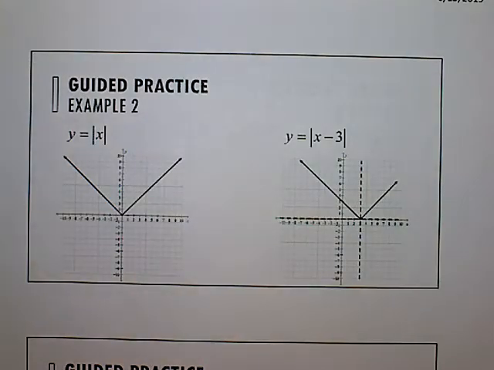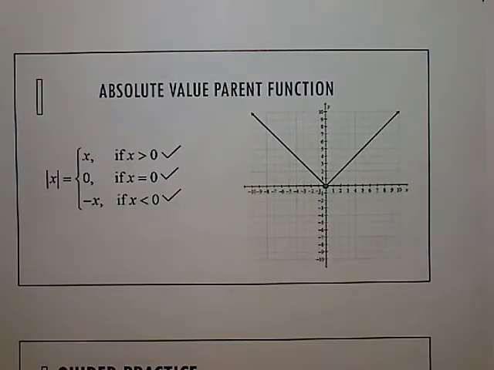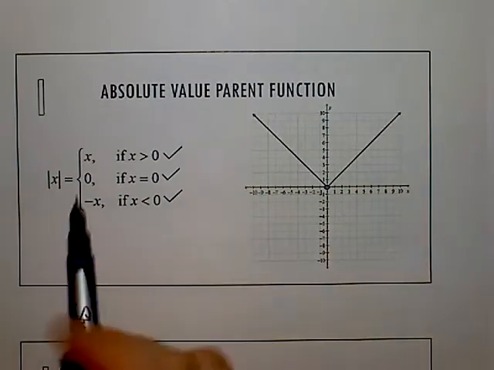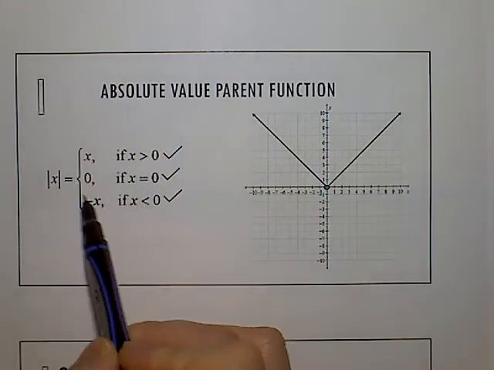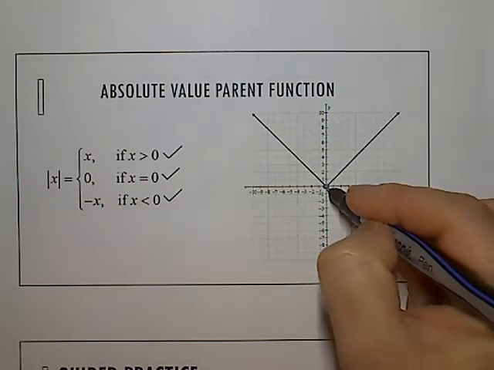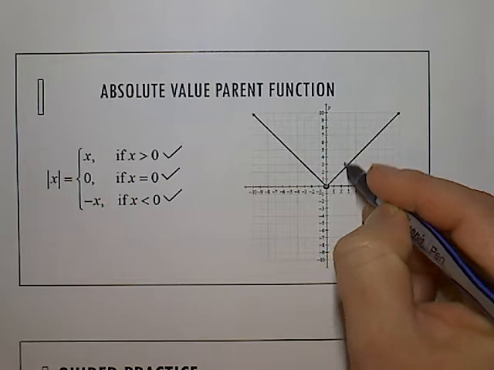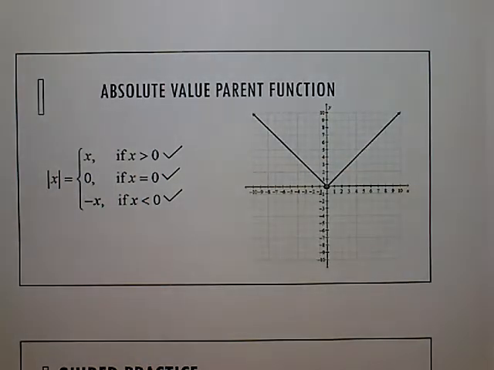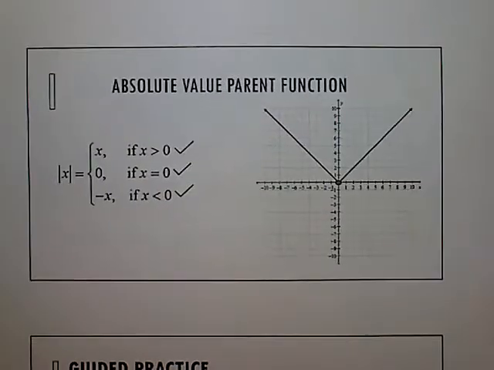This is the parent function, so just watching up here, this is the parent function. And this is a piecewise function that describes this. So it starts at 0, it goes up 1 over 1, up 1 over 1, up 1 over 1 on both sides.